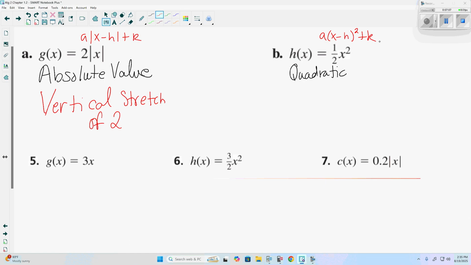But the value of a is what? 1/2. Since 1/2 is indeed between 0 and 1, we have a vertical shrink of 1/2. That's it. Questions on A or B before we look at 5?